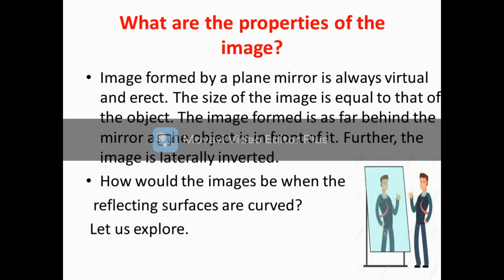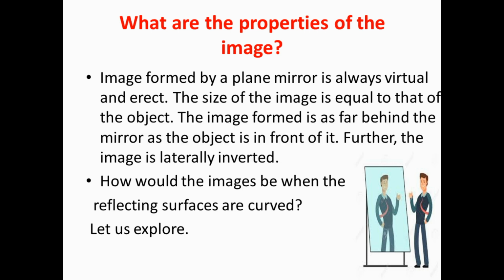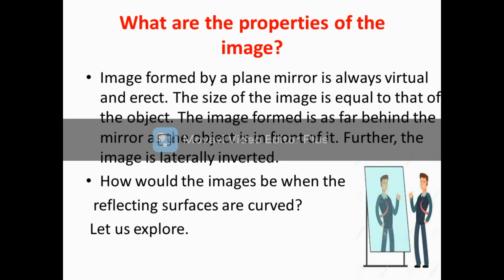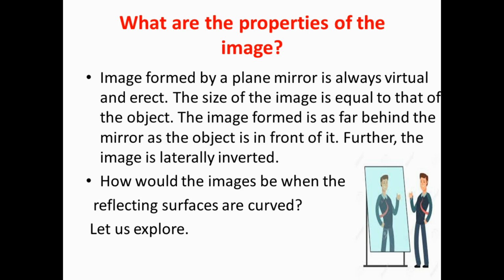If you stand in front of a plane mirror, you can see yourself in the mirror, right? But the image is virtual, and virtual means you can only see it but you can't feel it. The size of the image is equal to yours, right? If you have a full-length mirror and see yourself at full size, then if you go far behind, the size will shrink. So these are the properties.